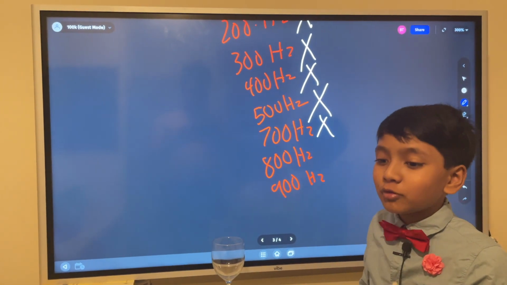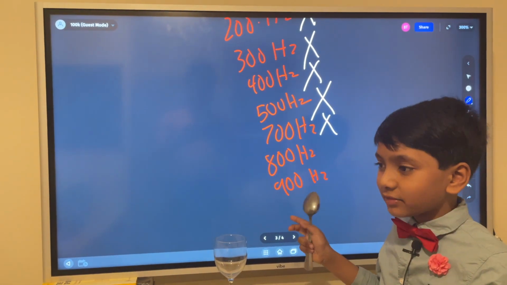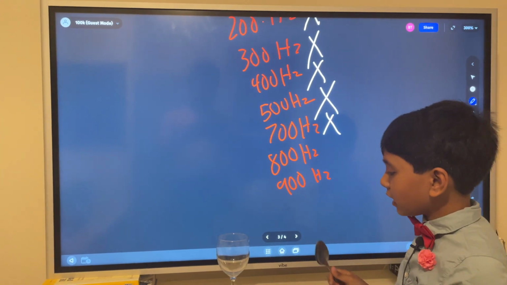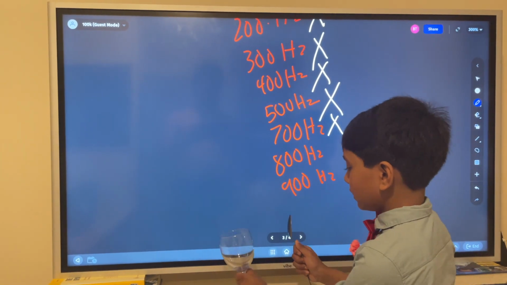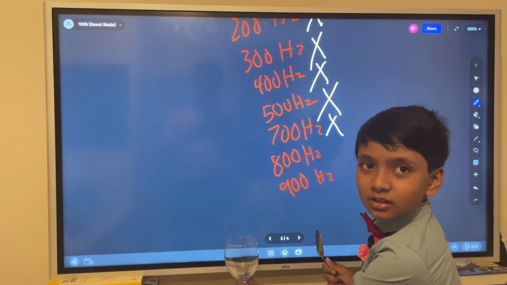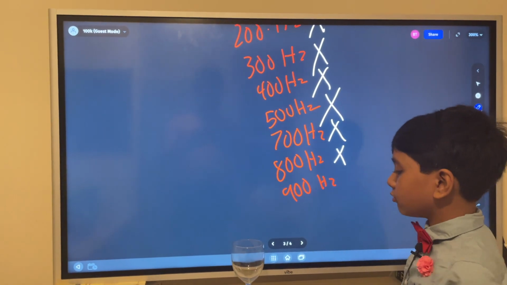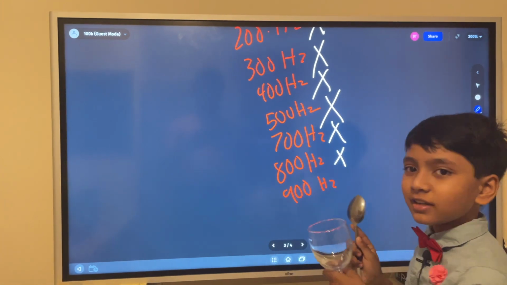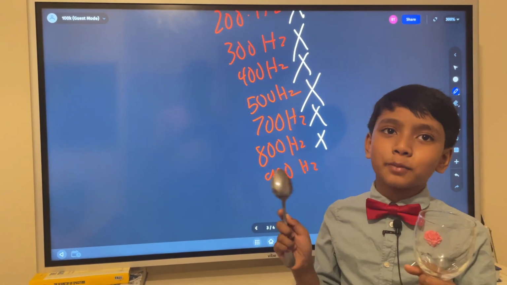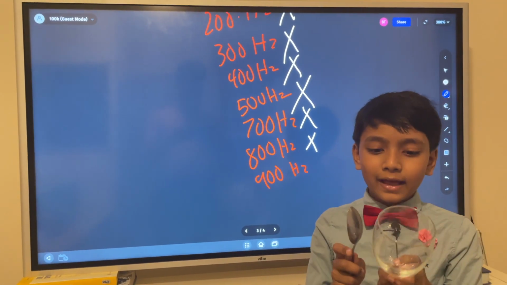Come on, Soborno, you only have two tries left. Come on. 3, 2, 1. Little glassy. All right, so 800 doesn't work. Now we try 900. 3, 2, 1. And I'll hit it multiple times because this is the grand finale.